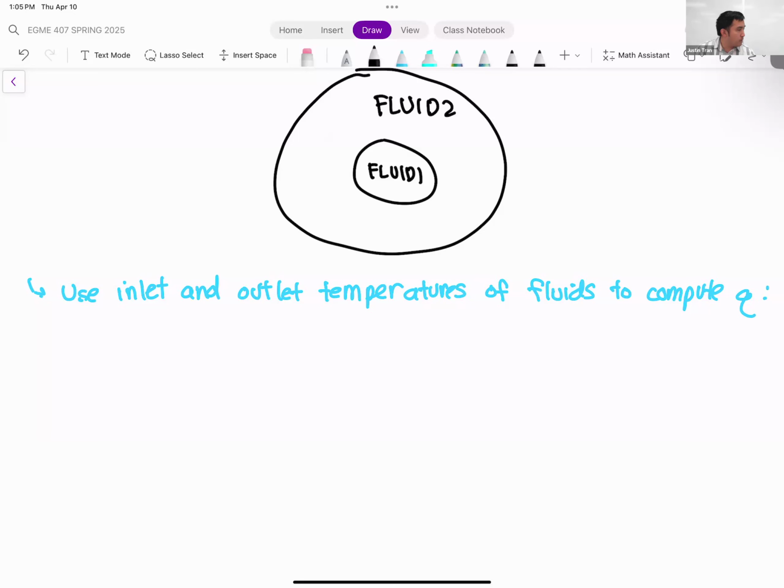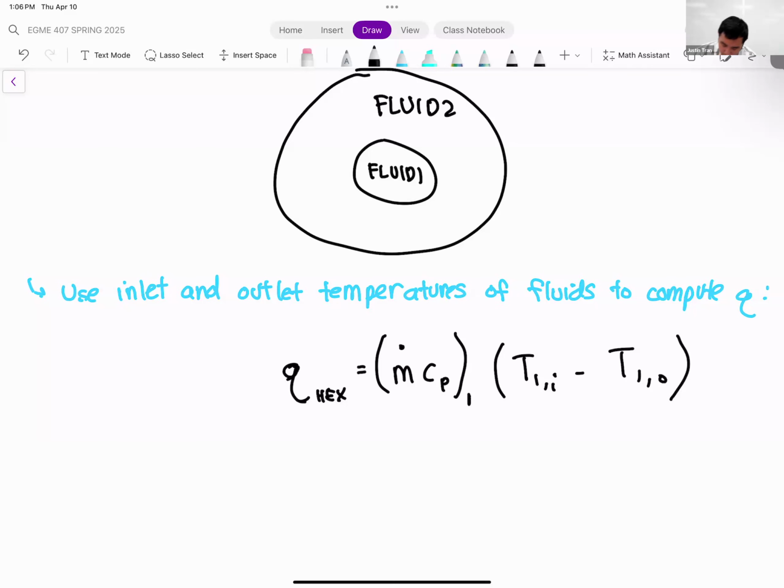So this was one of our main formulas that we talked about last time: Q in the heat exchanger is equal to m dot, which is the mass flow rate of the fluid in one of these sections, times Cp. And both of these have to be computed for the same fluid. So don't mix and match these quantities. We'll say it's for fluid 1, multiplied by the difference in temperature at the inlet and outlet for that same fluid. So we have T1 inlet minus T1 outlet.